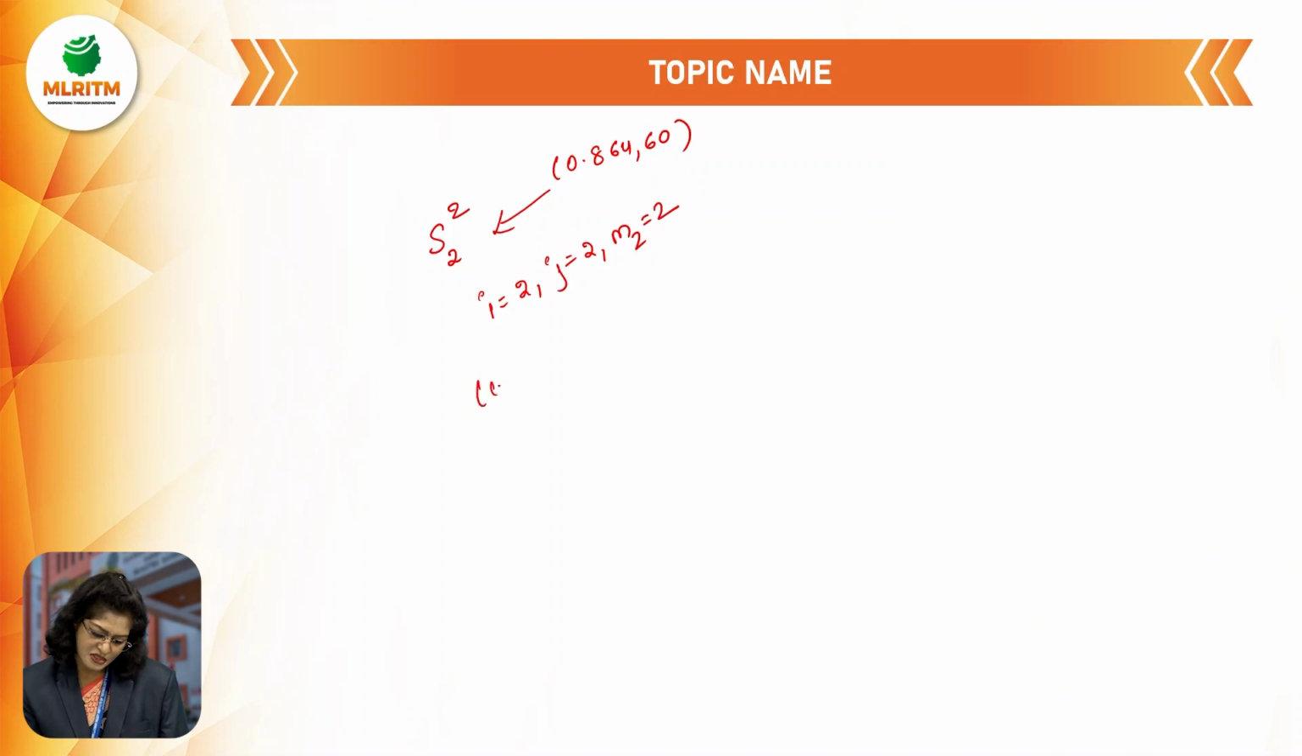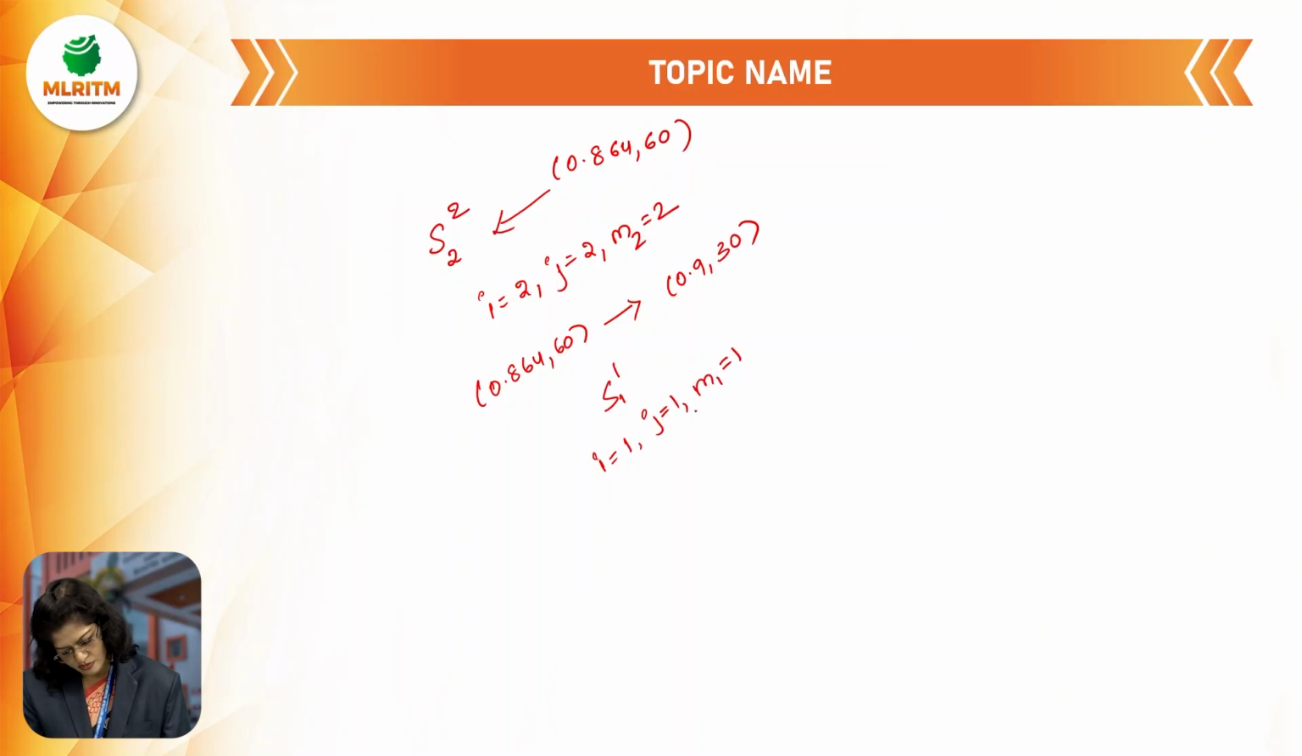And now this again, 0.864 comma 60, which is obtained from 0.9 comma 30, which is present in S1 1. So I value equals 1, J value equals 1 and M1 value equals 1. So that's why we have taken the copies. So it came from S1 1, S2 2 and S3 2. So that's why M1 equals 1, M2 equals 2 and M3 equals 2 copies.